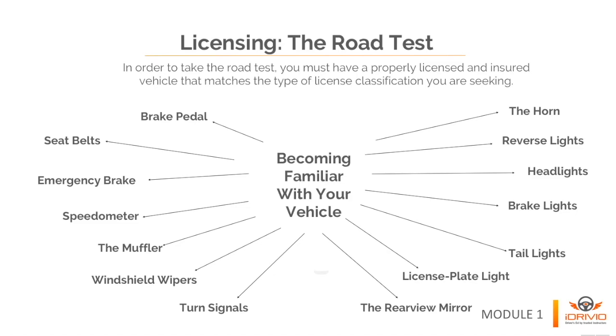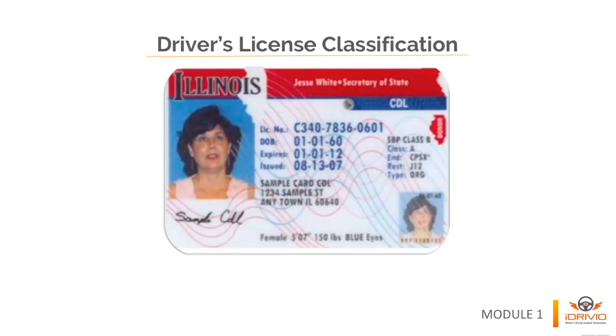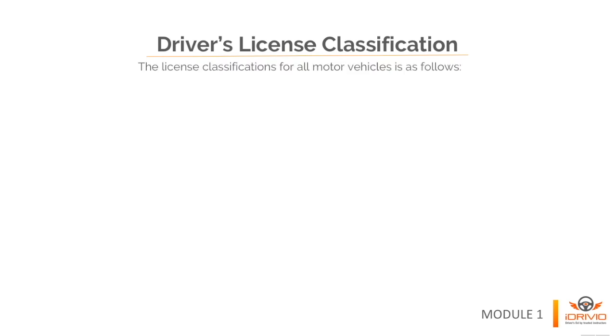Both the front and rear license plates must be secured to the car and must display a valid registration sticker. If the car is registered in another state, it must meet the registration requirements of that state. Driver's licenses are classified by the Gross Vehicle Weight Rating, or GVWR, of your vehicle. In Illinois, you may not drive a motor vehicle, even briefly, unless you have a valid driver's license specified for that class of vehicle. The license classification for all motor vehicles is as follows.